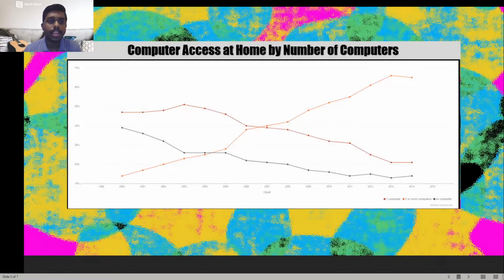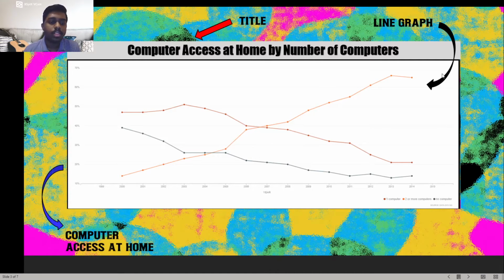So in the next slide, first of all, we're going to talk about the title of my line graph, which is computer access at home by number of computers, which can be seen in the orange arrow over the top of the graph. So the next thing, in the black arrow, it shows the type of the graph, which is line graph. The third one is the y-axis of the graph, which represents computer access at home, the percentage of it, which can be seen in the blue arrow over here. So the fourth thing is the x-axis, which represents the year.